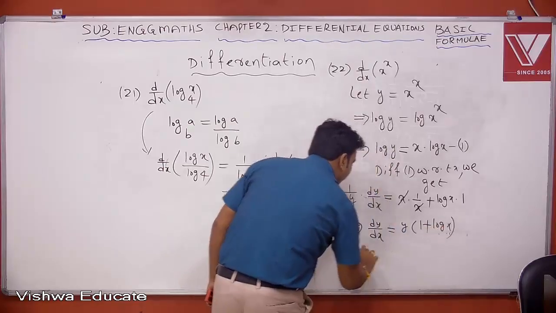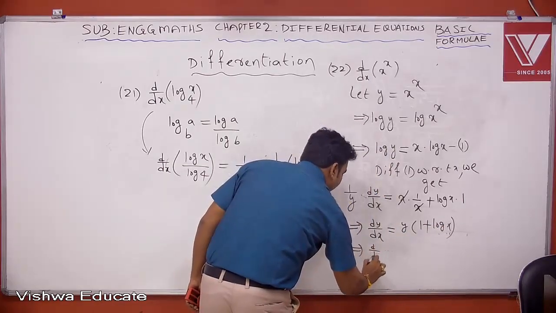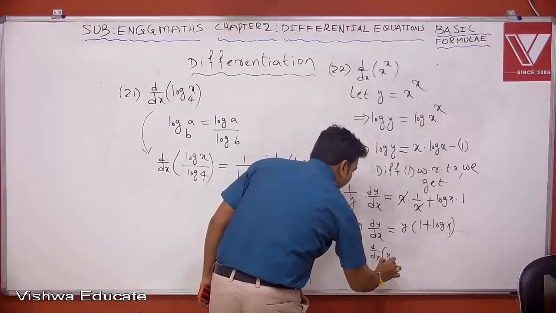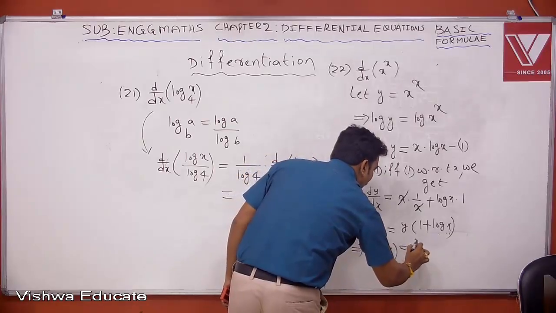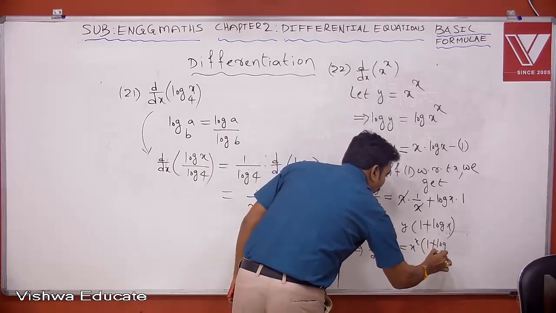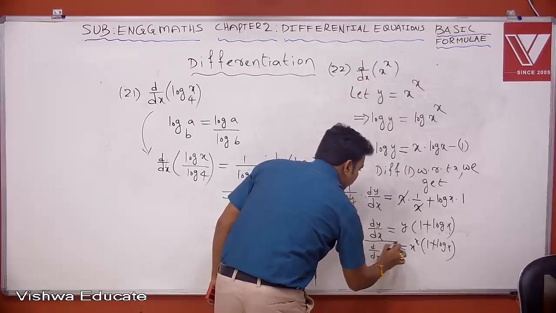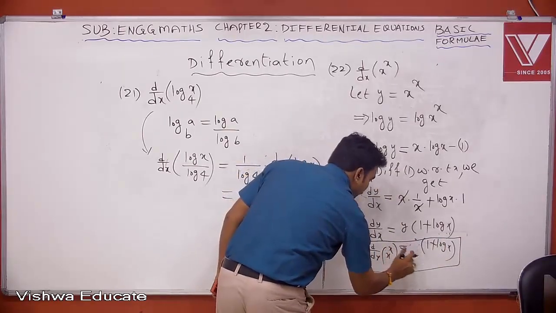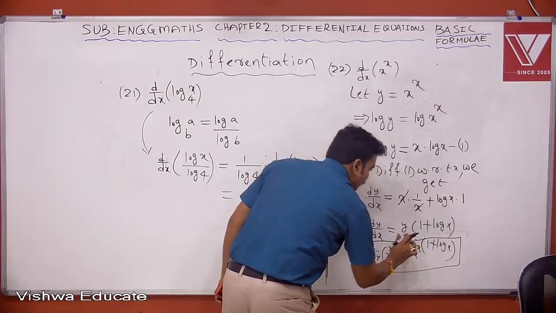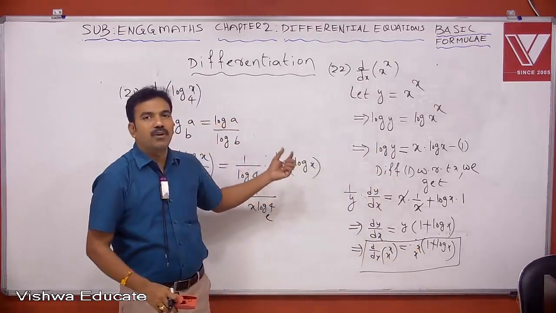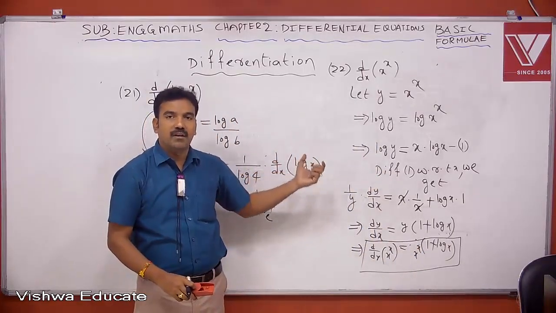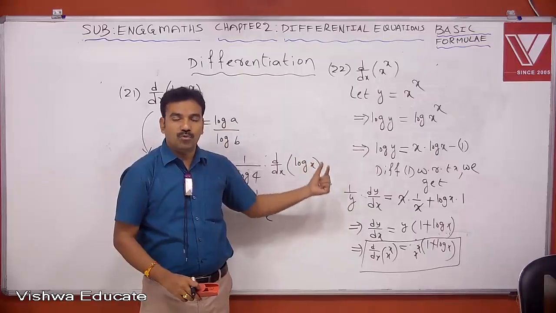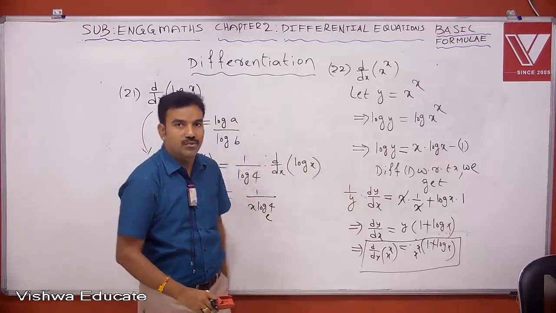This implies d by dx of x power x, since y is nothing but x power x, equals x power x into 1 plus log x. So the formula for d by dx of x power x is x power x into 1 plus log x. Simply, we have applied log on both sides and then applied product rule to get its derivative. Note these two formulae.